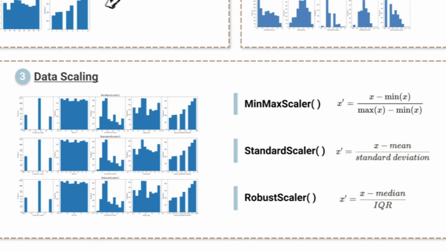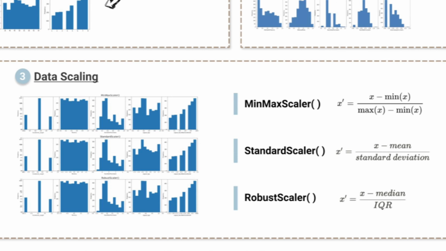MinMaxScaler performs normalization, mapping each feature into a 0 to 1 range based on its minimum and maximum values. It's best used when the data isn't heavily distorted by outliers. StandardScaler does standardization, transforming features so they have mean 0 and variance 1 using the classic z-score formula. This is ideal when a feature is roughly normally distributed.